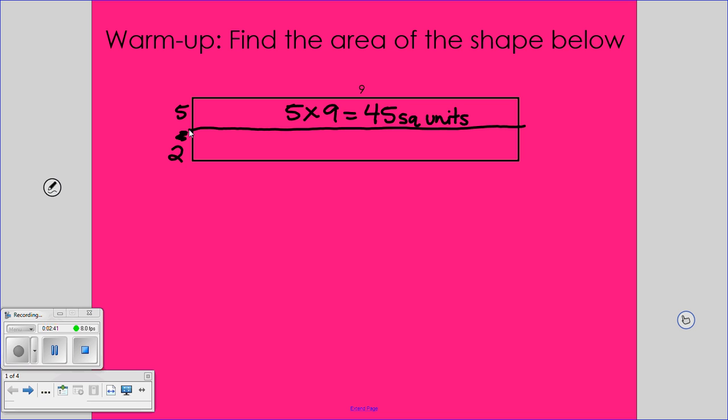Guys, stay focused with me. 2 with my other dimension. What's going to be my equation? What's going to be my equation for my lower one, Peter? 2 times 9. Good. Peter's figuring out 2 times 9.